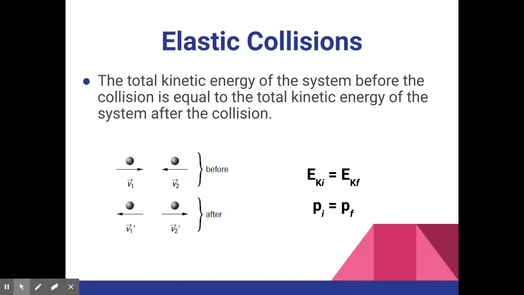And then the total kinetic energy of the system before the collision is going to be equal to the total kinetic energy of the system after the collision when we are looking at elastic collisions. Now, where do we see these magical elastic collisions? You're telling me that energy is exactly the same initially and finally, and also momentum is the same before and after the collision. Where do we see that happening?